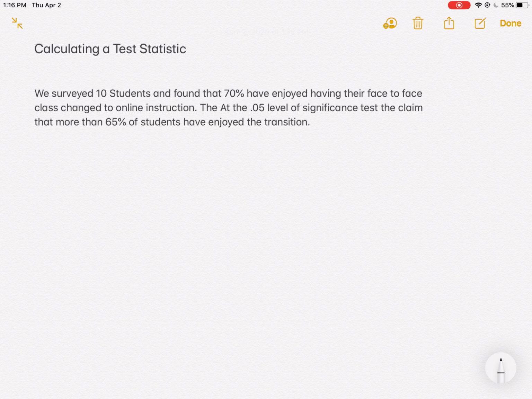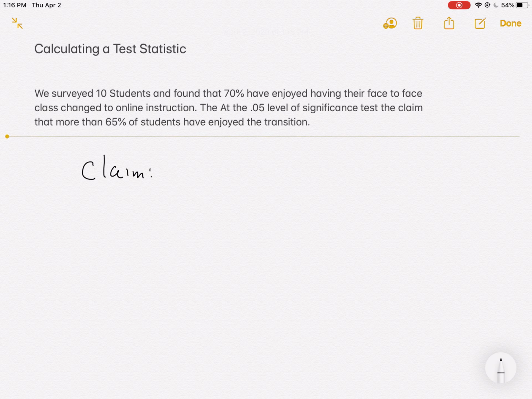And so just to remind you of this, 10 students were surveyed, and we found that 70% of them have enjoyed having their face-to-face class changed to online instruction. Based upon that statistical feedback, we made a claim that more than 65% of students have enjoyed the transition. And so, as you remember, step one is to write the claim in symbols.